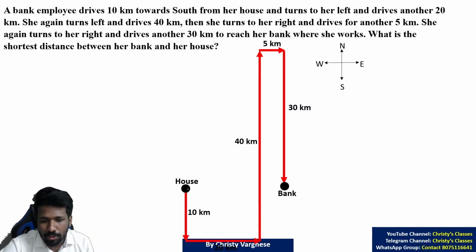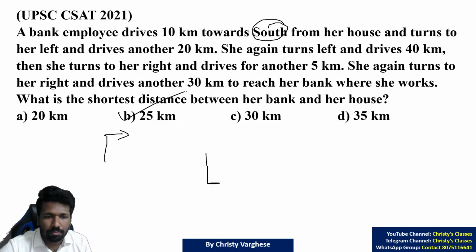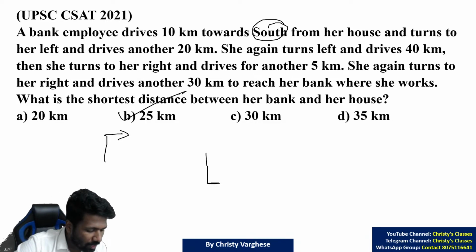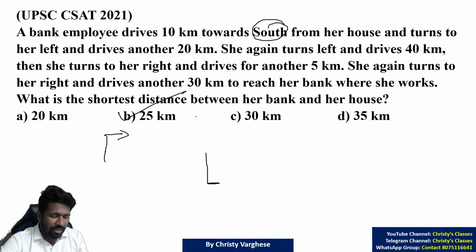Shortest distance. The shortest distance between house and bank will be this straight line. This 5 is the distance from here to here. And this 20 is the distance from here to here. So 20 plus 5, 25 is the correct answer. 25 is the correct answer, option B. Hope all of you understood this, how 25 is the answer. So here only distance is asked finally, direction is not asked.